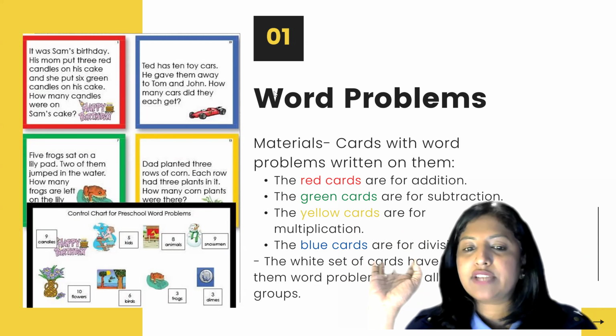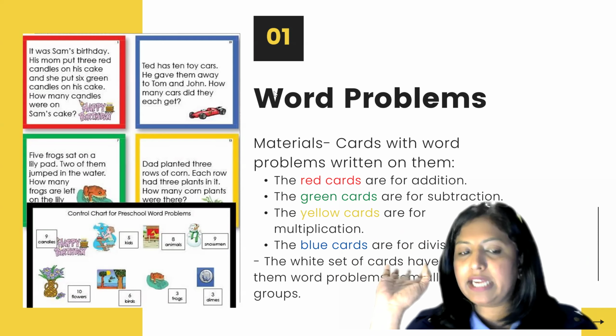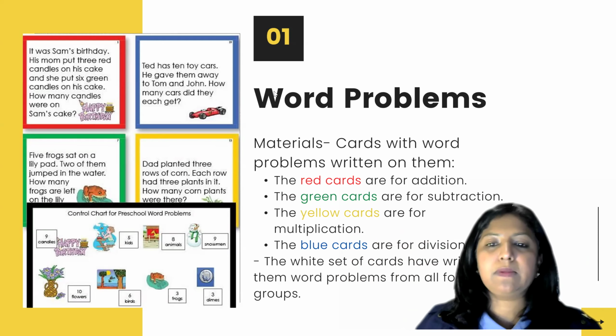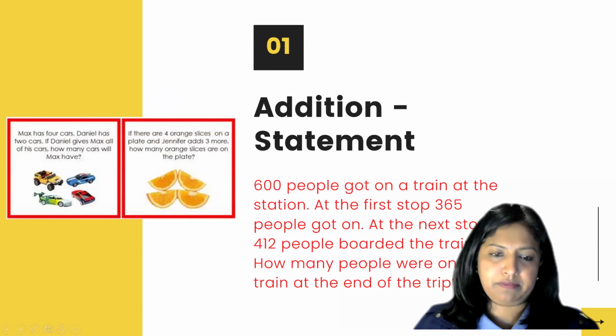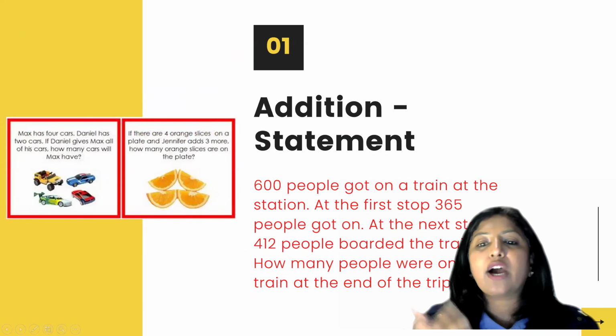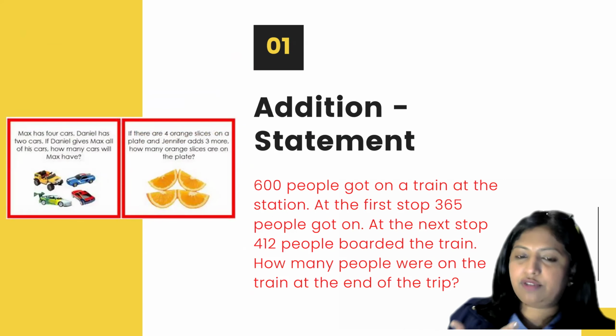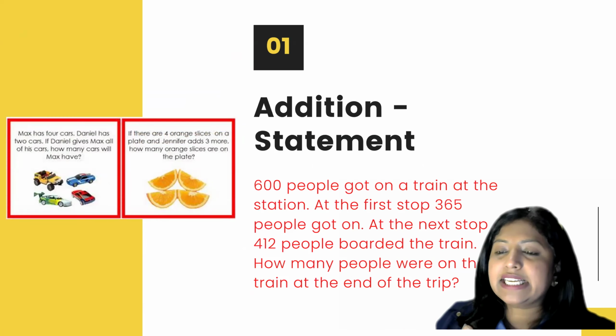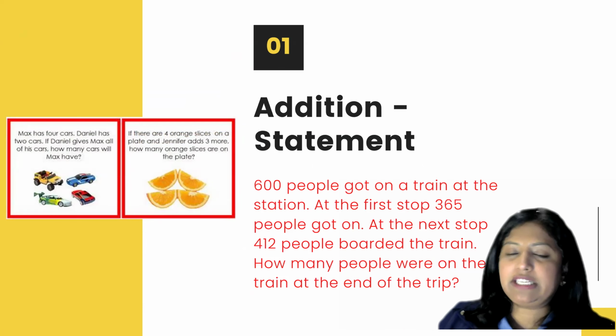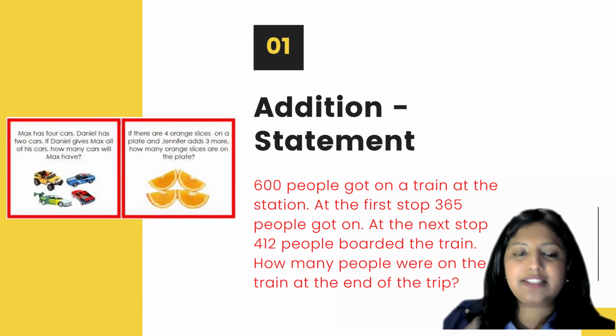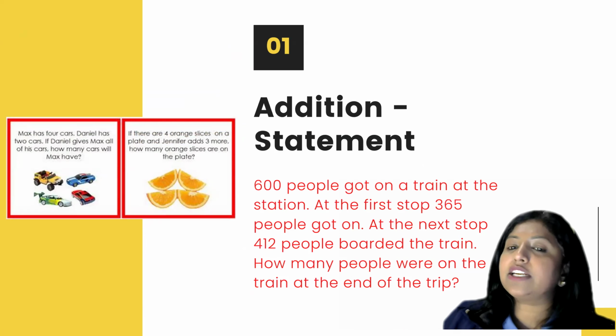Subtraction and addition, it's red and green. For addition, I use red cards. For subtraction, we use the green card. What is the problem statement all about? Very simple. The child should now get into reading notation. So they have to understand to read. They have to learn whether it is an addition statement, a subtraction, multiplication, or a division statement.